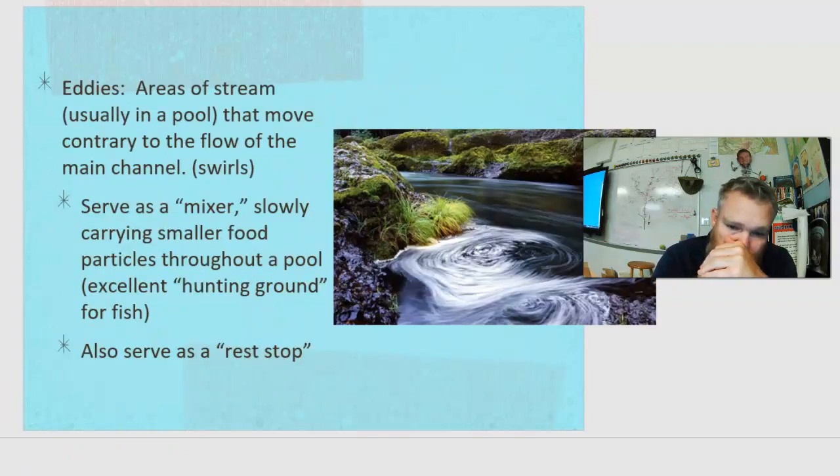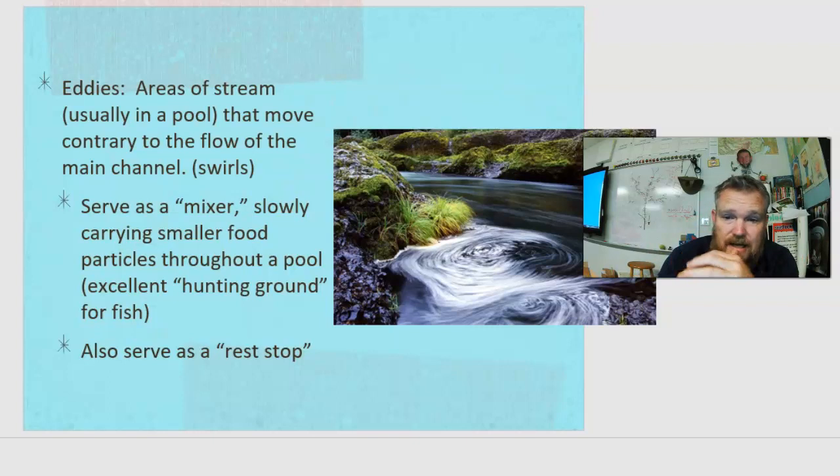Eddies are another in-stream component that wasn't on the list, but they can kind of happen in different areas of a stream, and it's basically just a broad area of circulation. So you'll have an area, it's kind of like a whirlpool, and I've seen it where, out on the Trinity, the water is flowing downstream on one side of the channel, and on the other side of the channel it's flowing upstream, and all that is just a massive eddy, and so eddies can serve as kind of a mixer where things get trapped in that circular whirlpool.